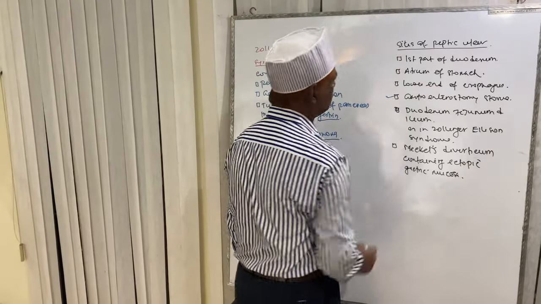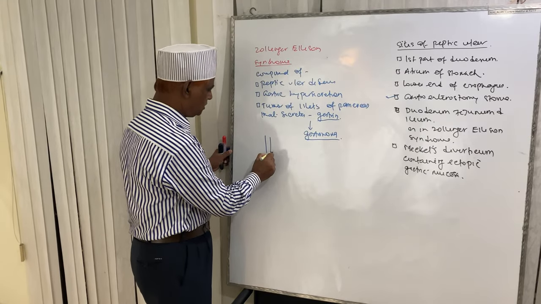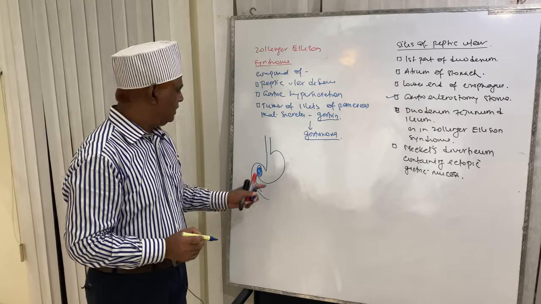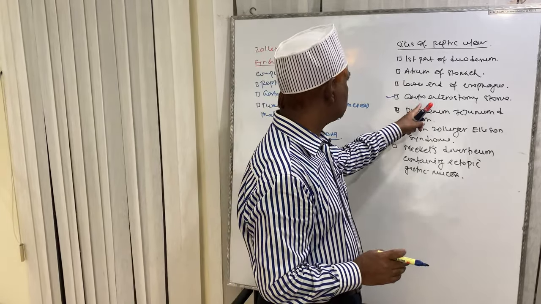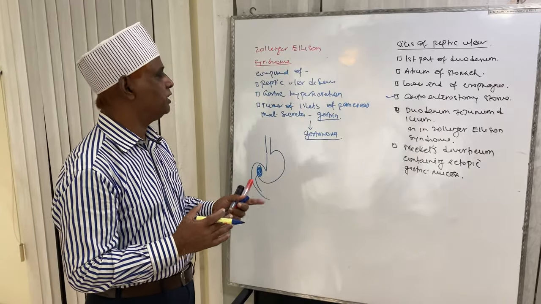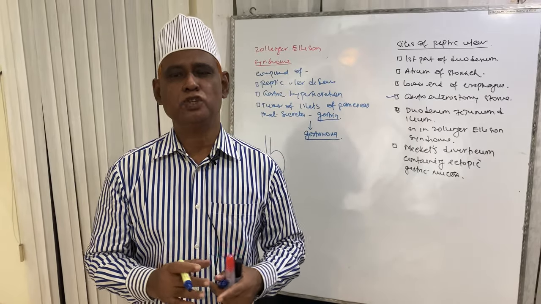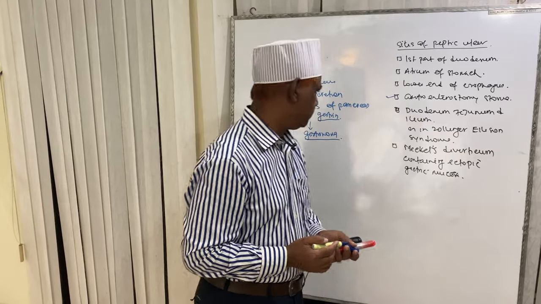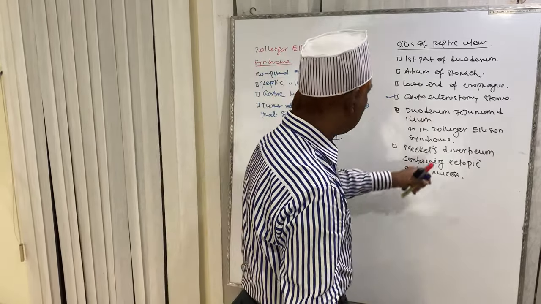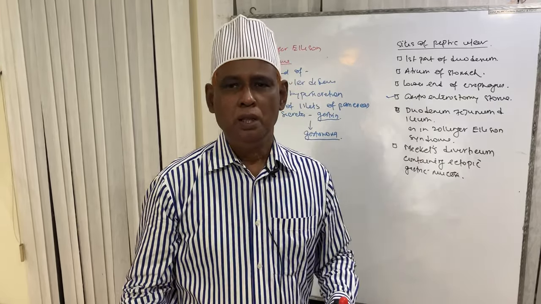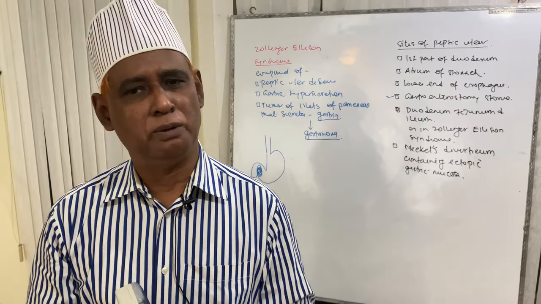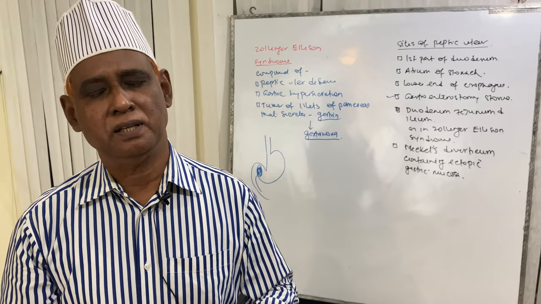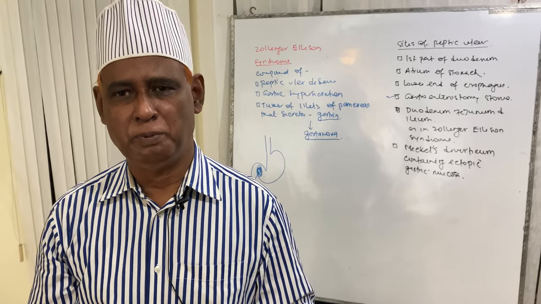Dear audience, now come to gastrointestinal stoma. Suppose this is the stomach, and if there is gastric outlet obstruction, in this case operation is done. That operation is known as gastrojejunostomy. And if there is such an operation, there is a stoma, and this stoma is exposed to acid pepsin. So there is a chance of peptic ulcer in the gastrointestinal stoma. Next, Meckel's diverticulum containing ectopic gastric mucosa. If Meckel's diverticulum is present but there is no gastric mucosa, there will be no peptic ulcer. If there is ectopic gastric mucosa in the Meckel's diverticulum, there will be peptic ulcer.